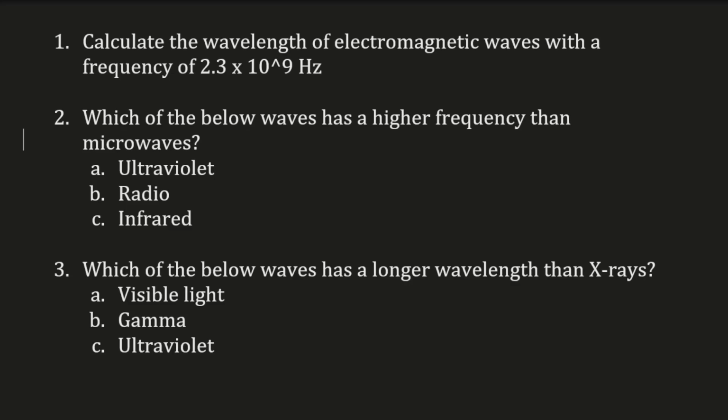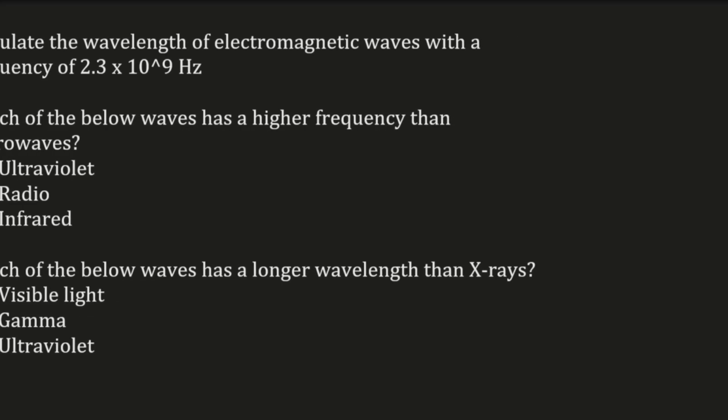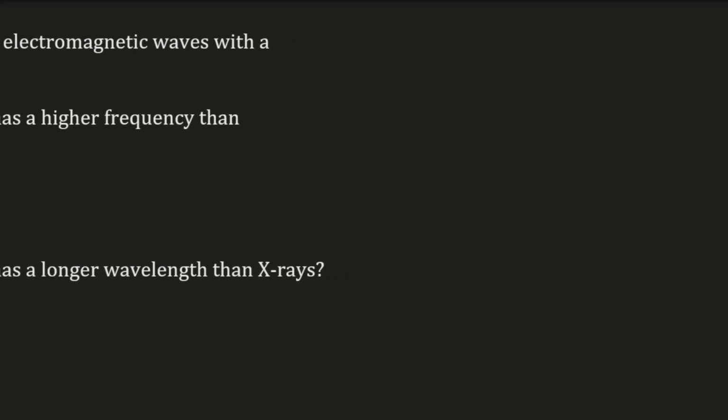Okay, so question 1, we ask: calculate the wavelength of the electromagnetic wave with a frequency of 2.3 times 10 to the 9 hertz. So for this question, essentially what we want to do is use the wave equation. So remember, the wave equation applies to electromagnetic waves, and we know for EM waves, the speed is always going to be equal to 3 times 10 to the 8 meters per second in a vacuum.